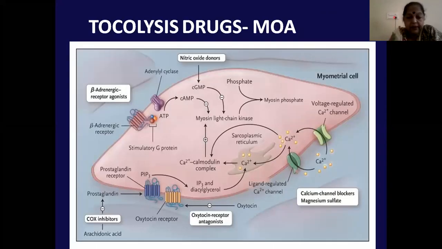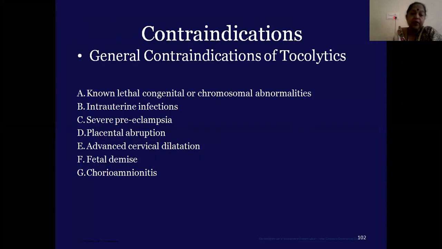Overall, if you see this myometrial cell, the tocolytic drugs act on various parts of myometrial cells: beta adrenergic receptor agonists, nitric oxide donors, calcium channel blockers, oxytocin receptor antagonists, and COX inhibitors. These are the drugs, and there are many more drugs which are used for tocolysis. The main thing you should always remember whenever you are giving tocolytics is the general contraindications of these tocolytics. One and most important is non-lethal congenital or chromosomal abnormalities. Second is intrauterine infections. Third is whenever the patient has severe preeclampsia, placental abruption, advanced cervical dilatation, fetal demise, and chorioamnionitis. You should always use them cautiously in some of these conditions.